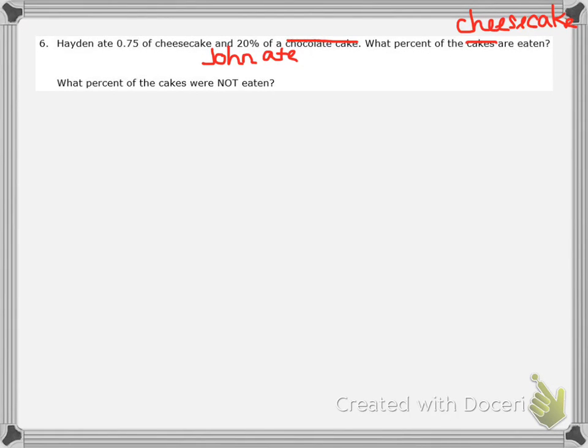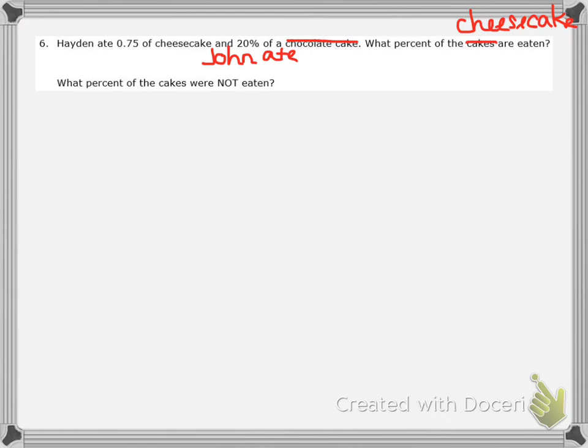All right, number 6, there was a mistake on number 6. So the problem should have read, Hayden ate 75 hundredths of cheesecake, and John ate 20% of the cheesecake. So we want to know what percent of the cheesecake was eaten. Okay, so there was a mistake, so just fix that. We also want to know what percent of the cake was not eaten.